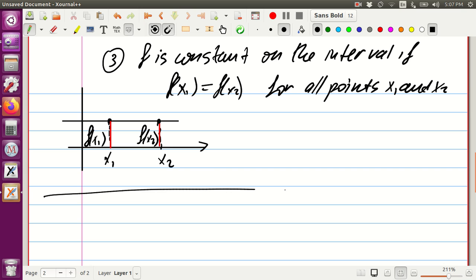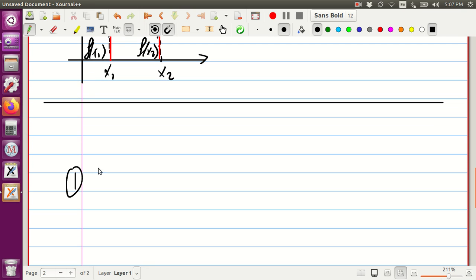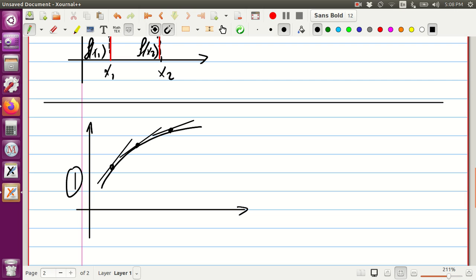Now let's look at the connection to the derivative. What is the connection to the derivative? Let's look at the first case. If we have an increasing function, then if we try to plot a few tangent lines, we will see that all tangent lines have a positive slope. Each tangent line has a positive slope in this case.